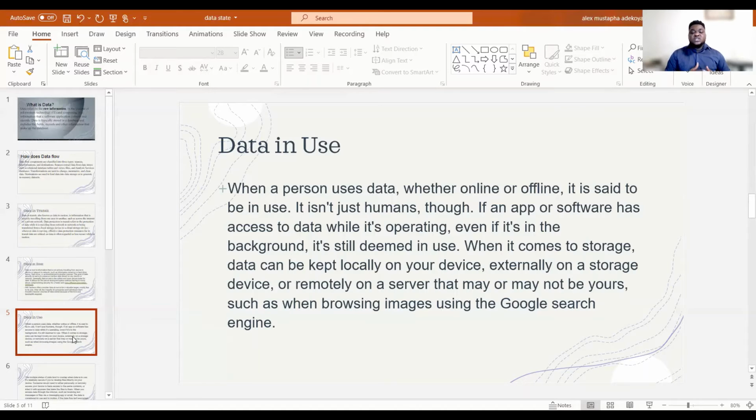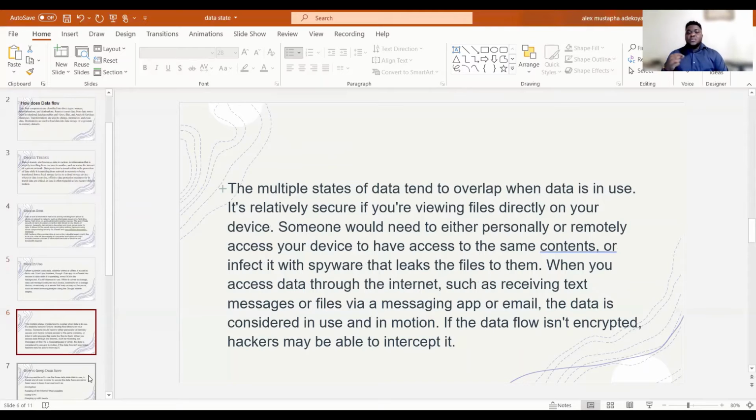When it comes to storage, data can be kept locally on your device, externally on a storage device, or remotely on a server that may or may not be yours, such as when browsing images using the Google search engine. The multiple states of data tend to overlap when data is in use.